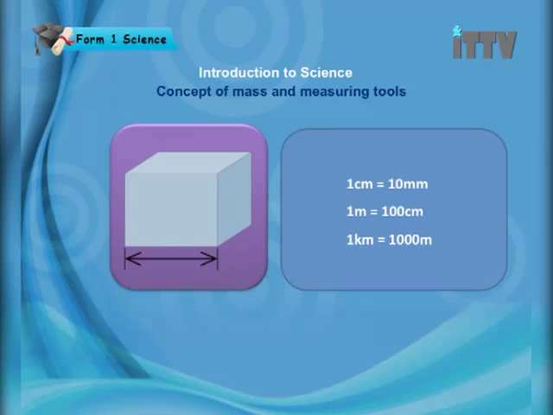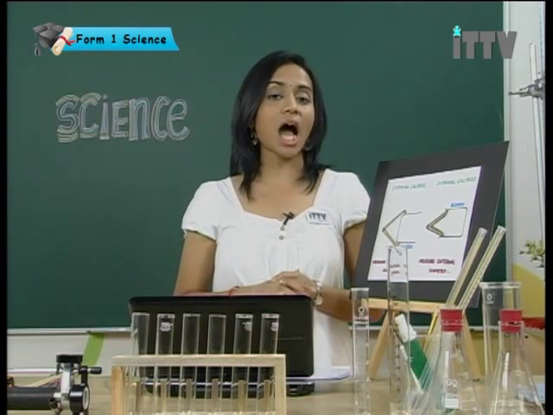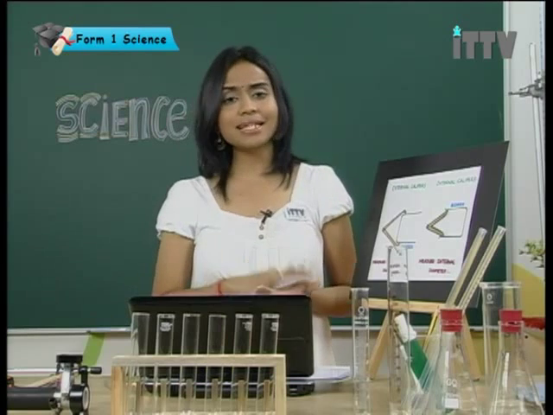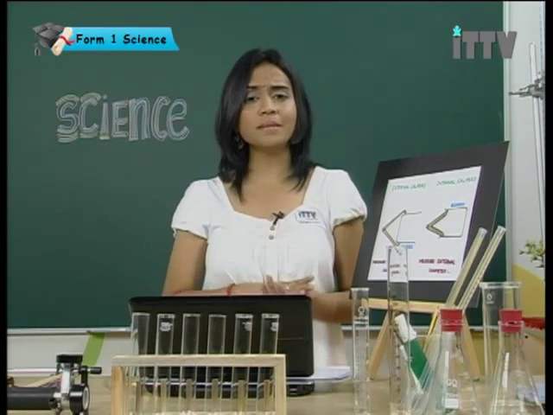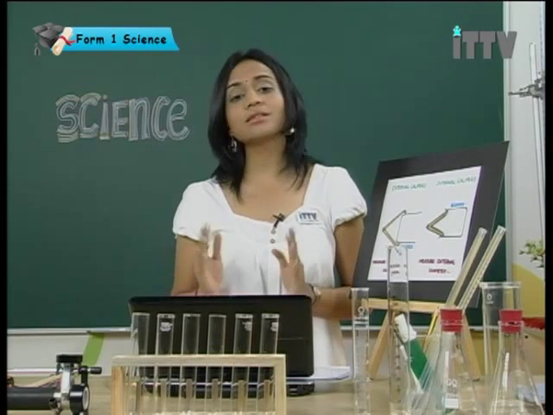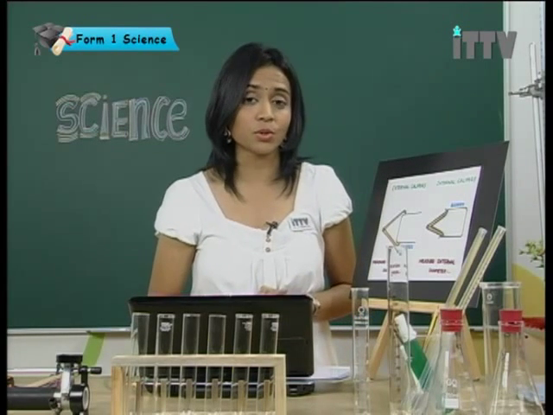1 centimeter is equivalent to 10 millimeter. 1 meter is equivalent to 100 centimeter. 1 kilometer is equivalent to 1000 meter. So this is actually how you convert from centimeter to millimeter, from millimeter to centimeter, or from meter to kilometer. These are the equations, so remember them, students.